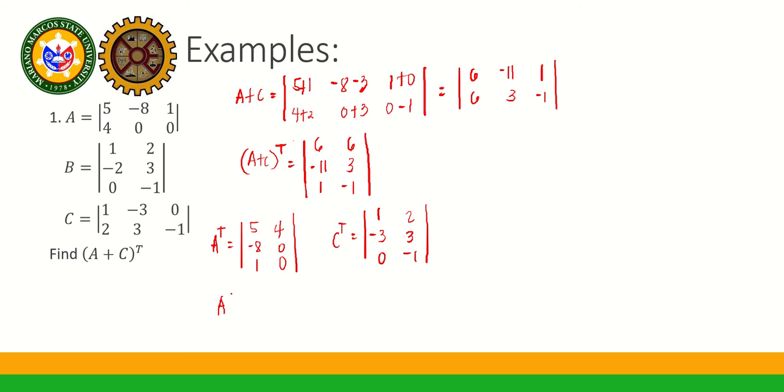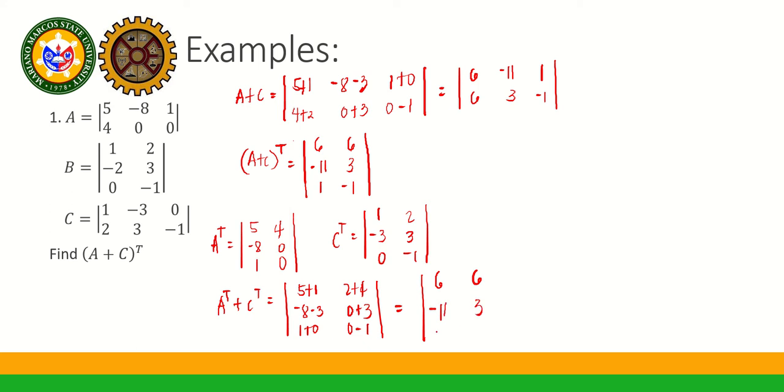Now, if we want to get its sum, this will be equal to 5 plus 1, 2 plus 4, negative 8 minus 3, 0 plus 3, 1 plus 0, and then 0 minus 1. So this will be equal to 6, 6, negative 11, 3, 1, and then negative 1. So, we got the same answer. Okay, so the rule we have is correct.